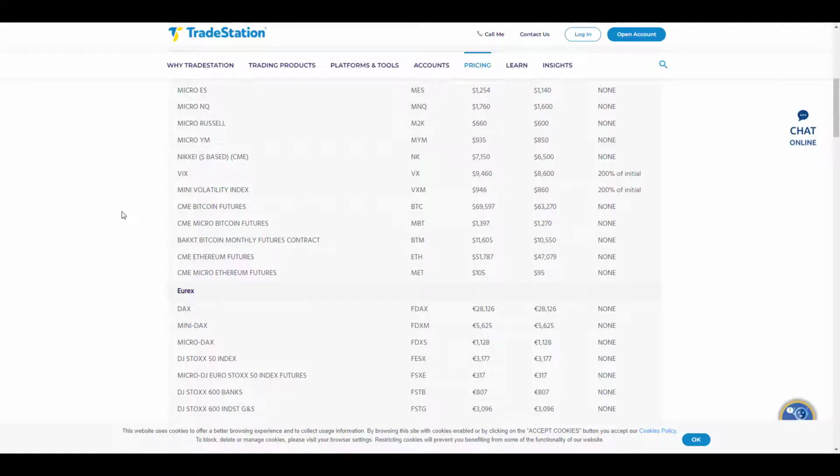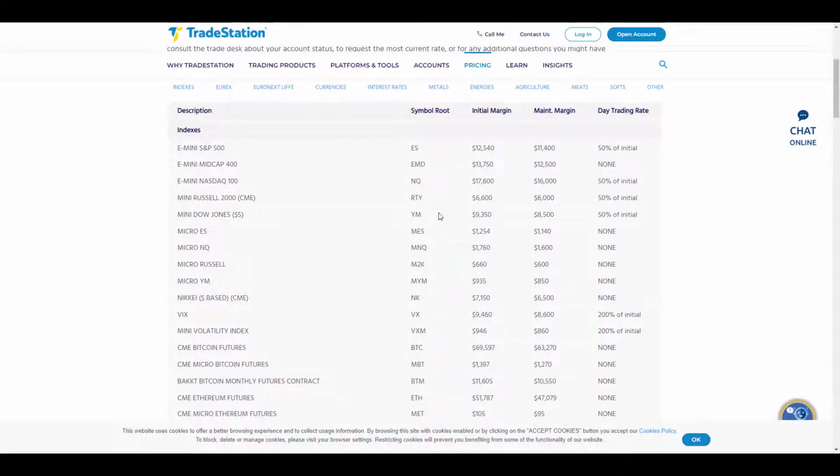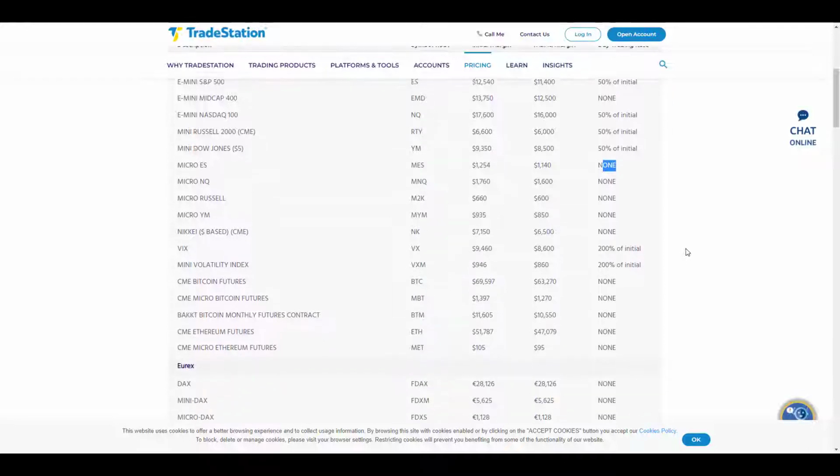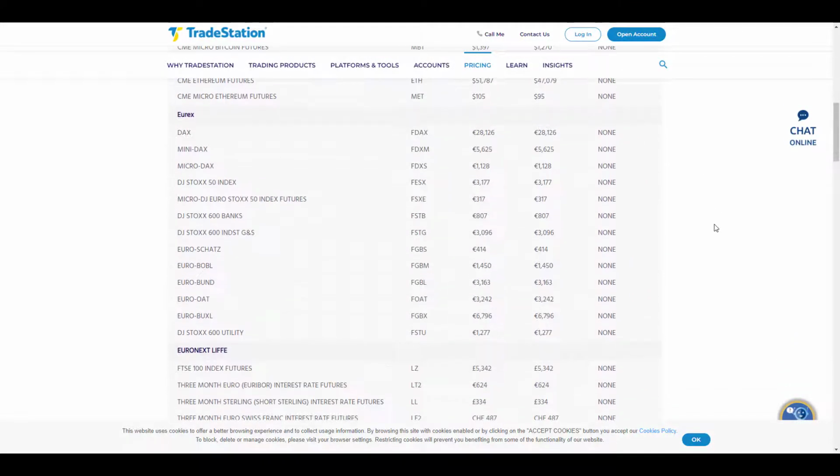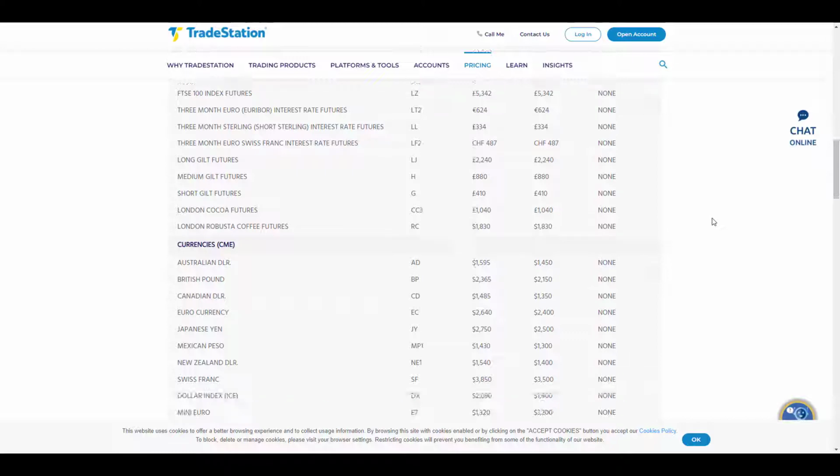I want to go over volatility and margin requirements in these portfolios. You can see massive increases in margins. The day trade margins are at 50% for the stock indexes. The micros have no day trade margins, and some of these are up 200%. VIX, mini VIX, the energy futures.